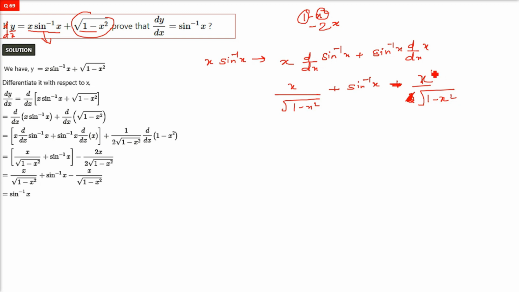So what do you see here? The first term and the third term, this term and this term, they will get cancelled. Only sine inverse x will remain. So this is how dy by dx is sine inverse x. So this is how you have to write, because we have used the product rule. So you have to write the complete product rule like that.